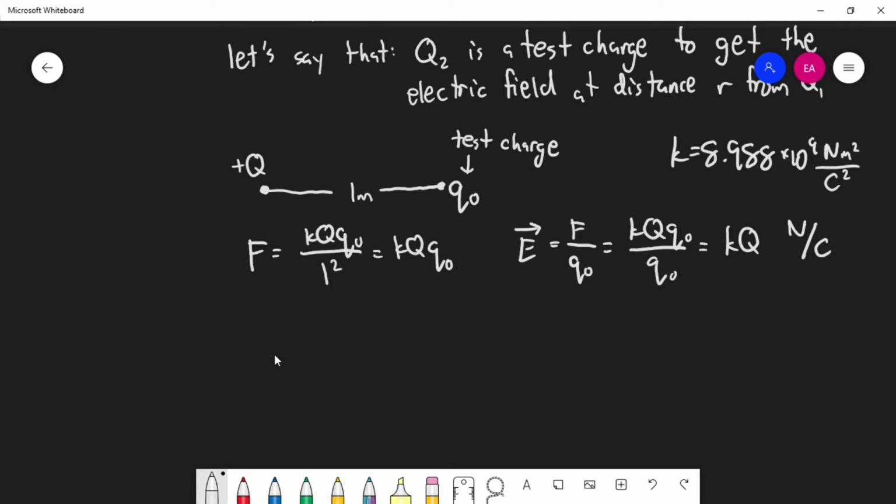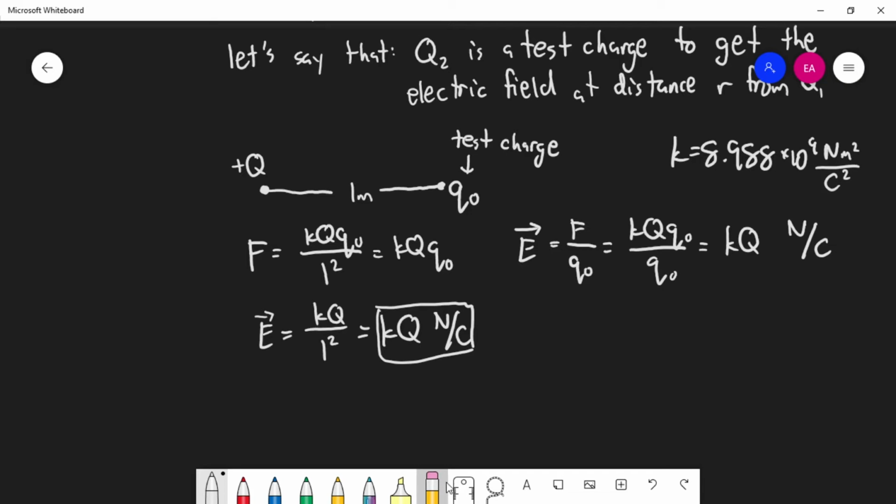Now let's use the formula that does not go through the electric force. That would be equal to KQ over 1 squared, which is basically just equal to KQ newtons per coulomb. And that's our final answer.